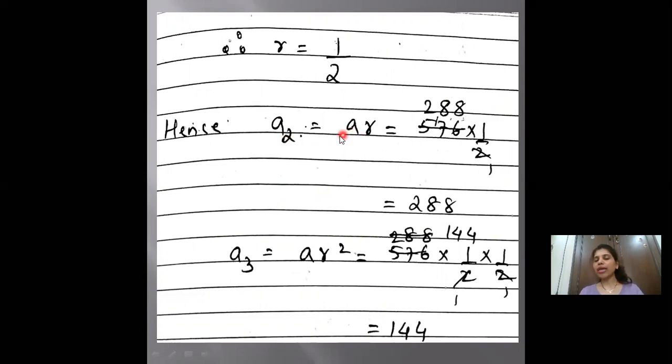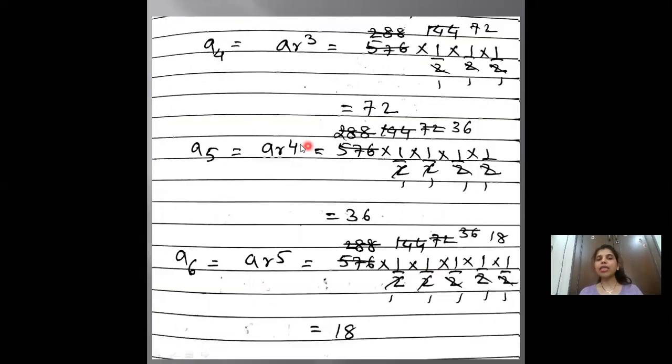So A2, when you write AR raised to N minus 1, we get A into R. So 576 into half. When we divide 576 by 2, we get 288. A3, we will be writing using the same formula, AR raised to N minus 1. So we get AR raised to 2. And when we divide 576 by 4, we get the value as 144. Similarly, A4, we get the value as 72. The reason I have written 1 into half into half into half is that the simplification goes easier.